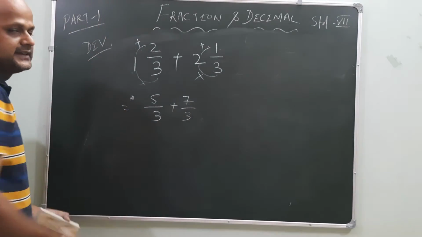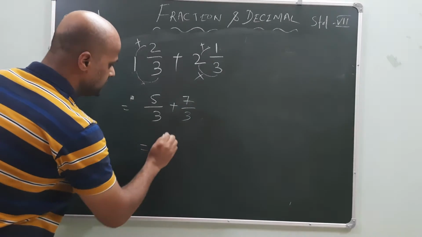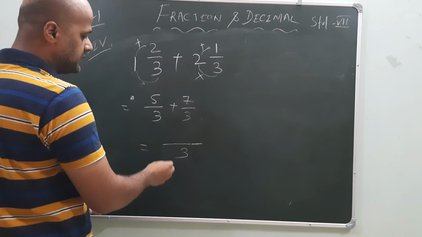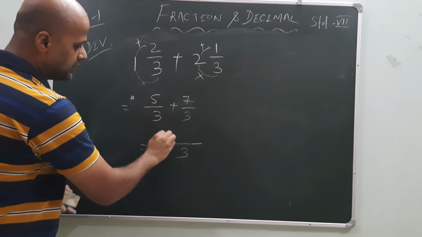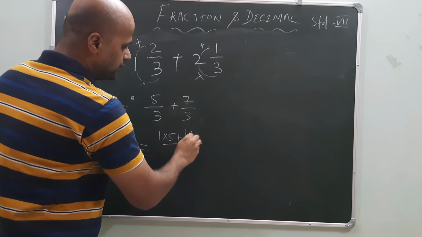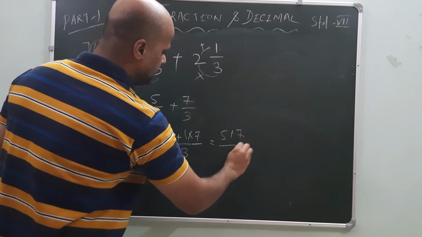In both the cases it is easy because denominators are the same. So what is the LCM? The LCM is 3. Then how will you add it? 3 divided by 3, 1 into 5 plus 1 into 7. How much? 5 plus 7 by 3.